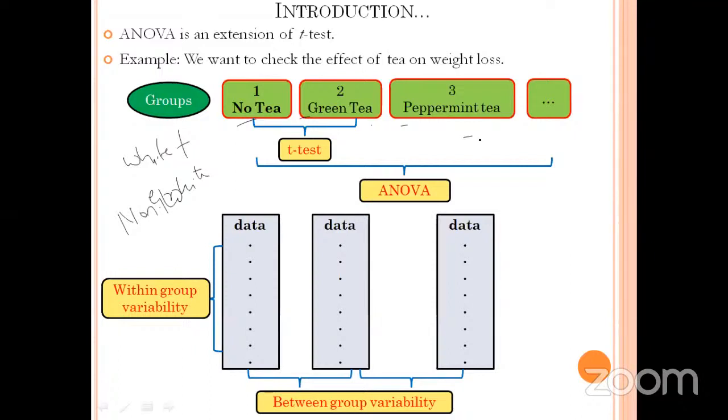I think safflower or saffron tea. Okay, so all the different types of teas are there. Then when you want to study the effect of these teas on weight loss, we can't use t-test, we can't use z-test, we have to use the F-test, which we use in ANOVA.